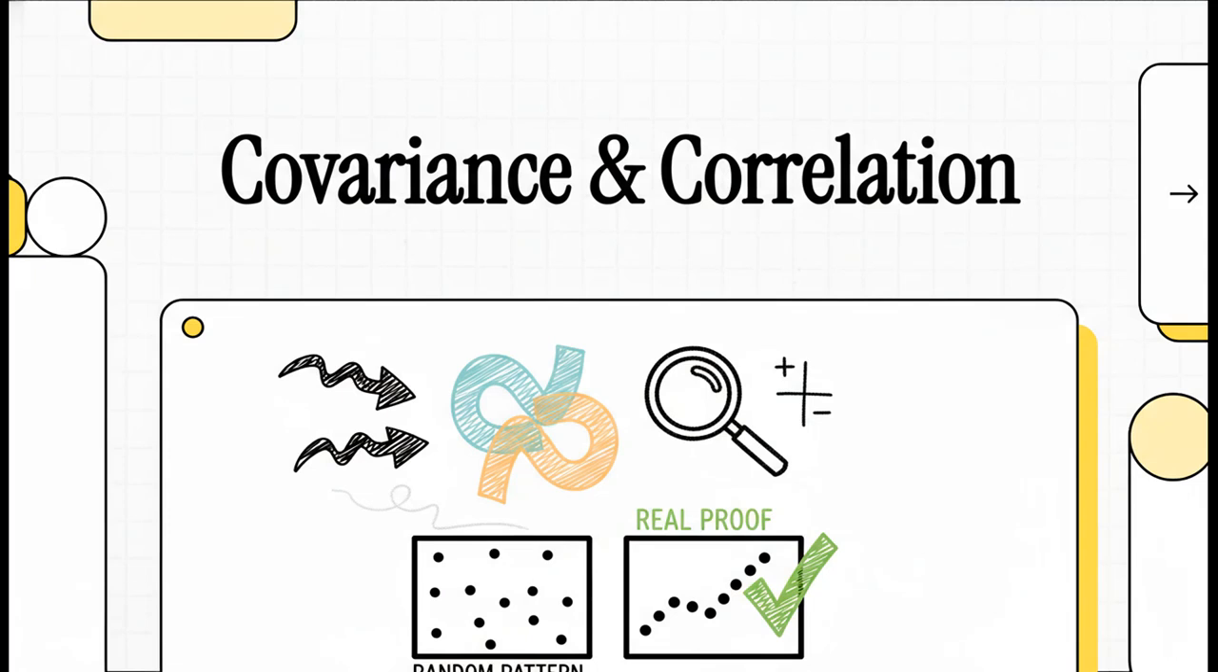You know how sometimes you notice two things that seem to move together, and you can't help but wonder, hey, does one of those cause the other? Well, in the world of data, figuring that out is, well, it's everything. It's how we separate a random coincidence from actual solid proof. All right, let's get into it.